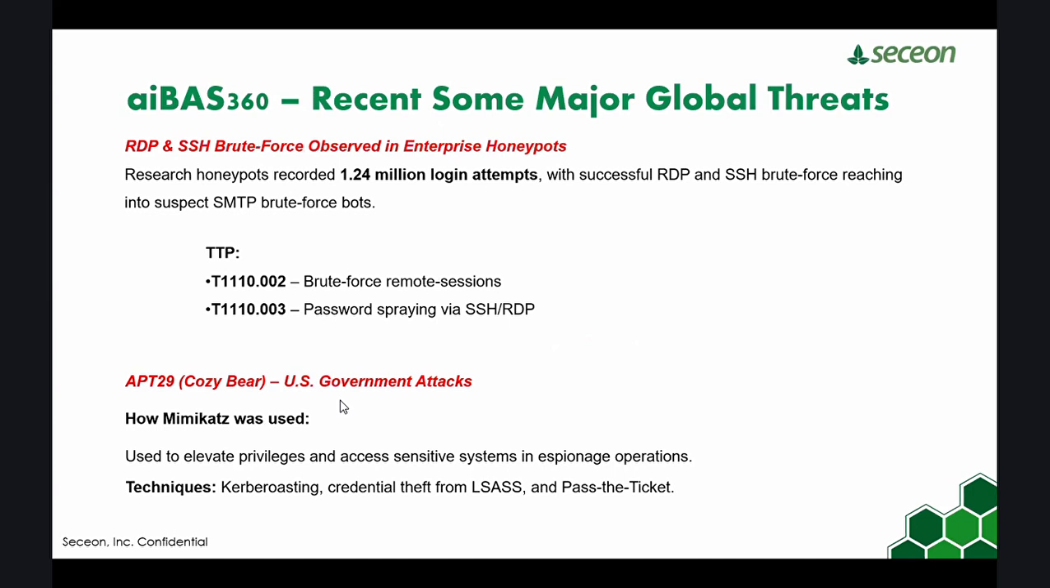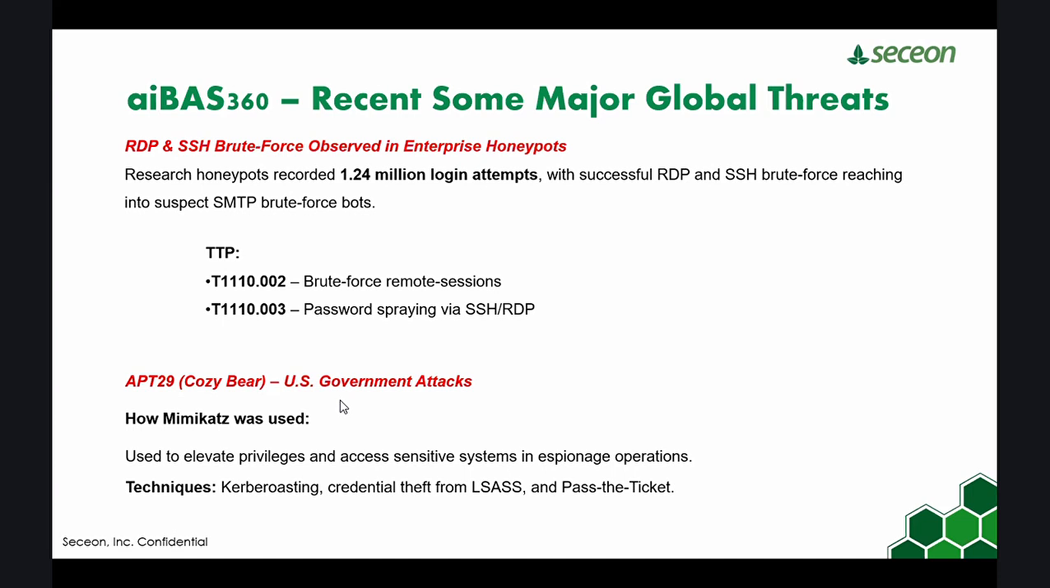The next one is RDP and SSH brute force observed in enterprise honeypots. Over 1.2 million login attempts were recorded across global honeypots. The techniques used were aggressive brute force attacks targeting RDP and SSH. After a successful login, attackers pivoted into SMTP brute force bots, indicating spam or phishing infrastructure setup. Credential harvesting was the skill.